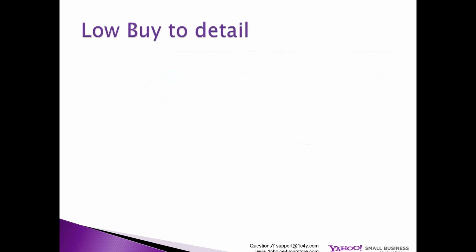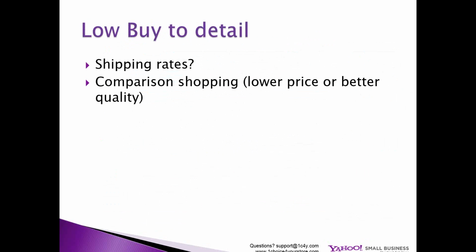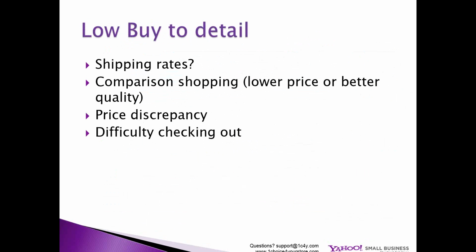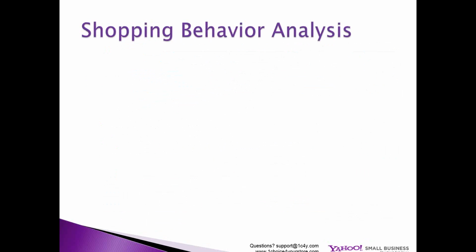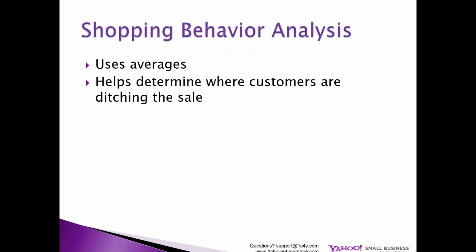When we have a low buy to detail, does it have something to do with our shipping rates? Does it have to do with comparison shopping, whether it's lower price or better quality? Are there any price discrepancies out there, or is there a difficult time being able to check out, or are we having technical issues? And that's where we look a little bit more with that shopper behavior analysis that really gives us those averages and helps to determine where those customers are ditching the sales. What problems could be causing this?